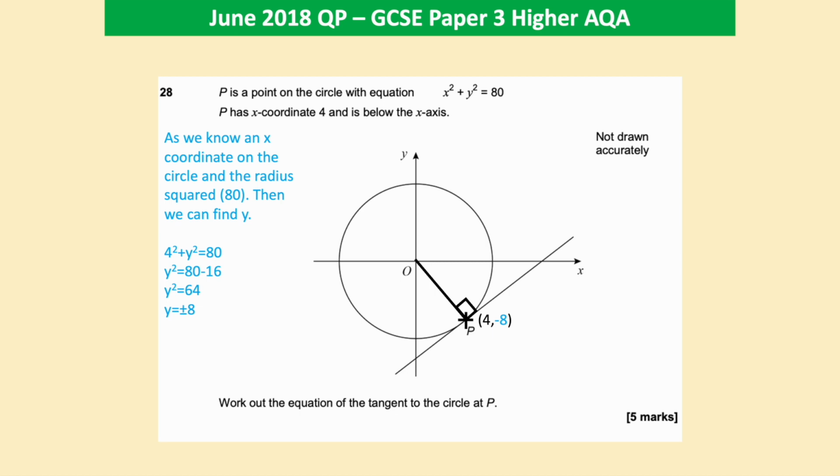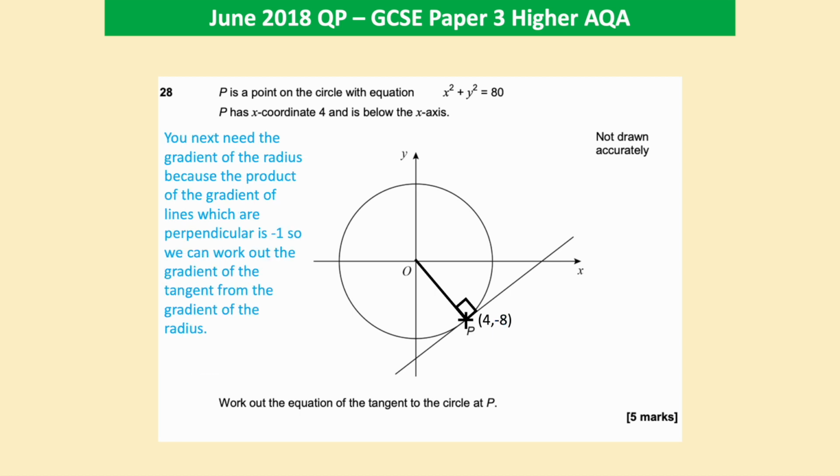Now you've got this, you need to find the gradient of the radius. The reason for doing this is because the radius is perpendicular to the tangent, which means it's at 90 degrees to it, and the product of the gradients of two lines that are perpendicular to each other is -1. So once we have one gradient, we can get the other.